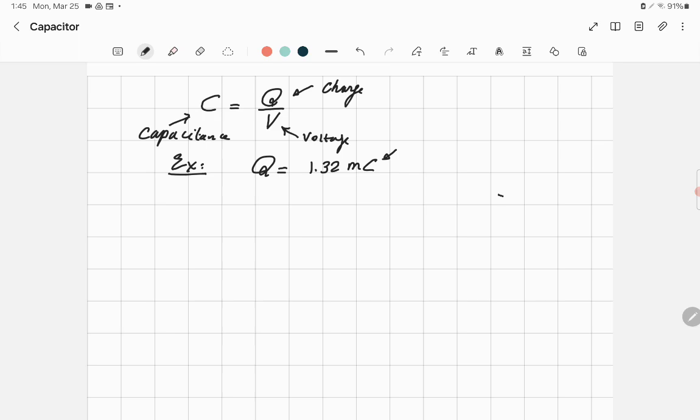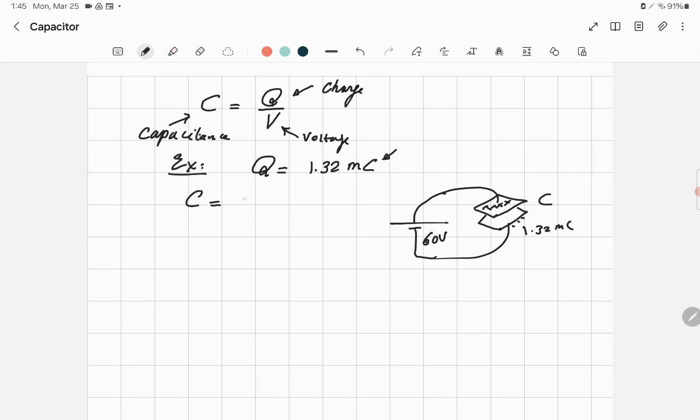So let's say that the capacitor that we have, and we know that the capacitor is like two plates and there's a dielectric between them. You can make it air. Air is an insulator. And then the voltage. Let's say that you have a voltage equal to 60 volts, and the charge on the capacitor is equal to 1.32 millicoulomb. So what is the capacitance, C, of this capacitor?